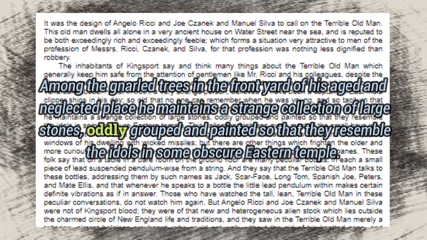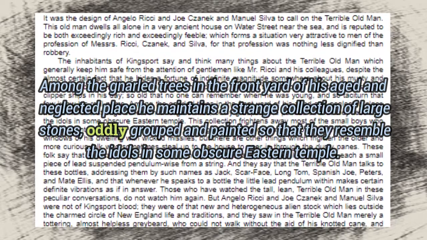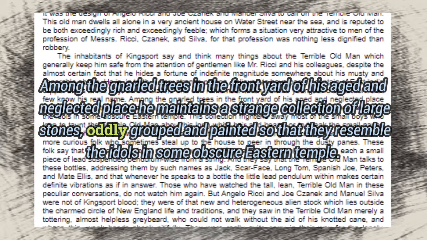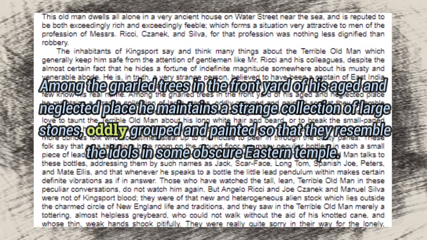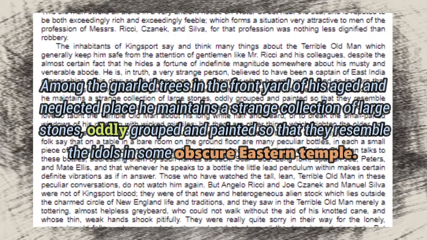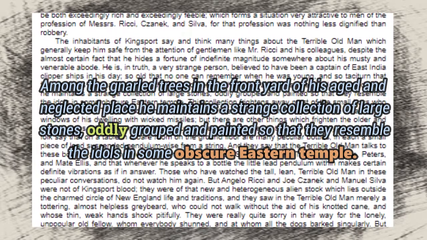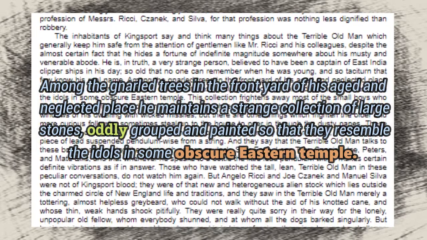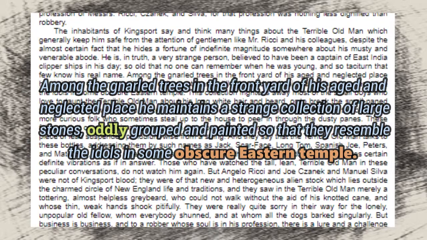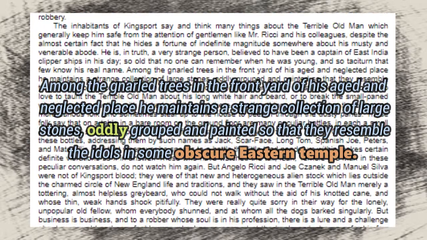Phrasing of "oddly" positions the narrator as someone with little knowledge of the old man's collection and what inherent value it could have. As well as that, the words "obscure Eastern temple" lack any specifics, which emphasizes how the people of Kingsport share a very limited amount of knowledge about the old man and his background.